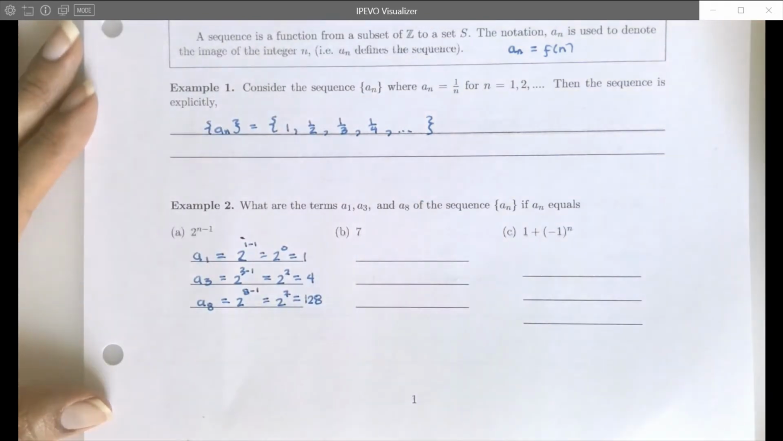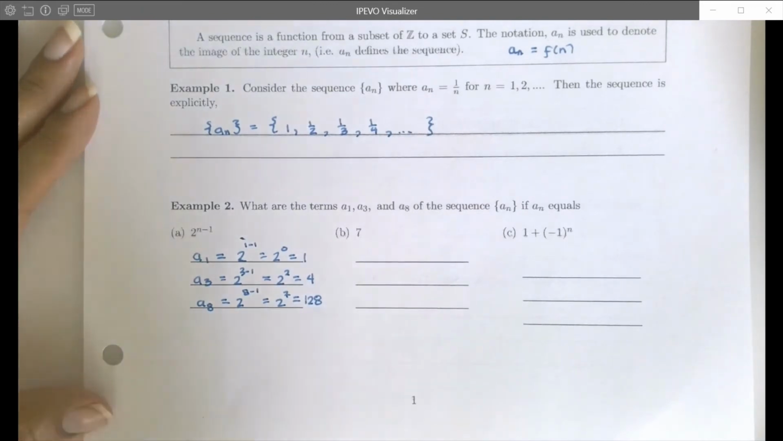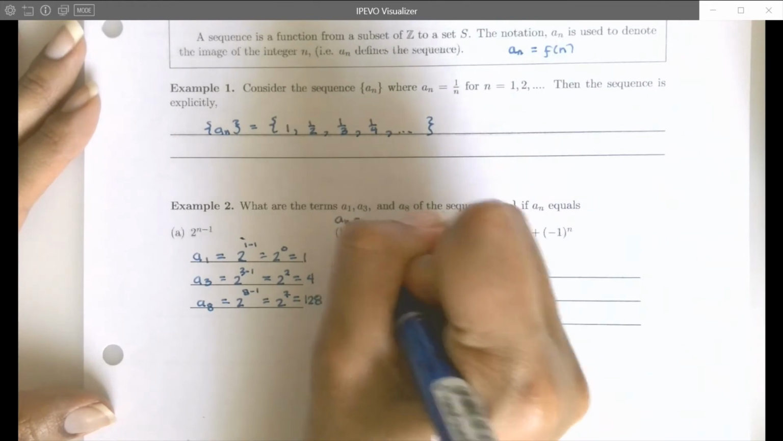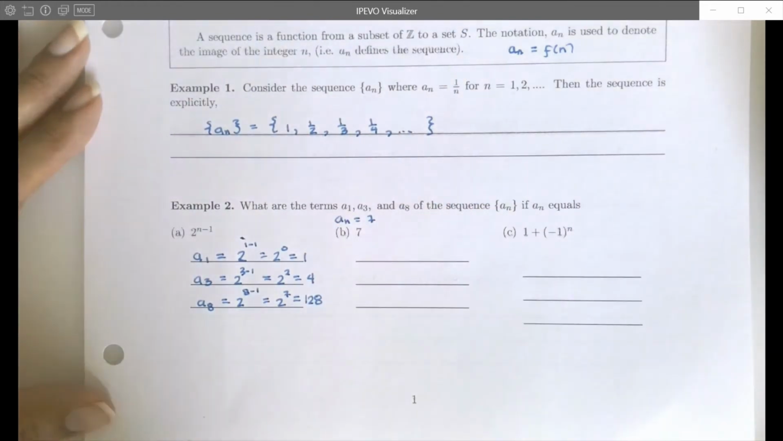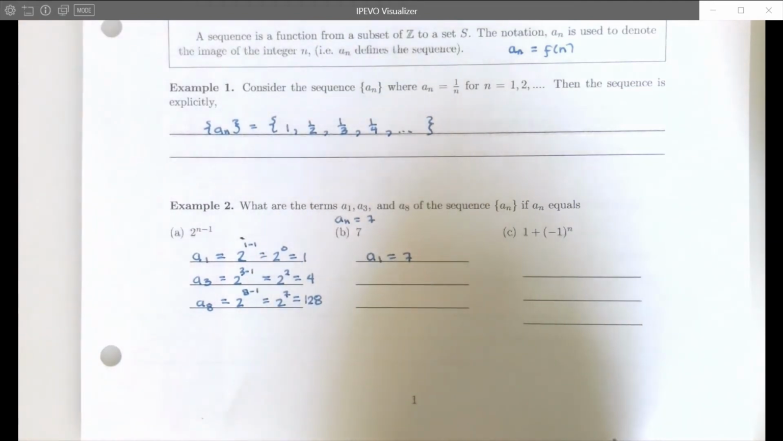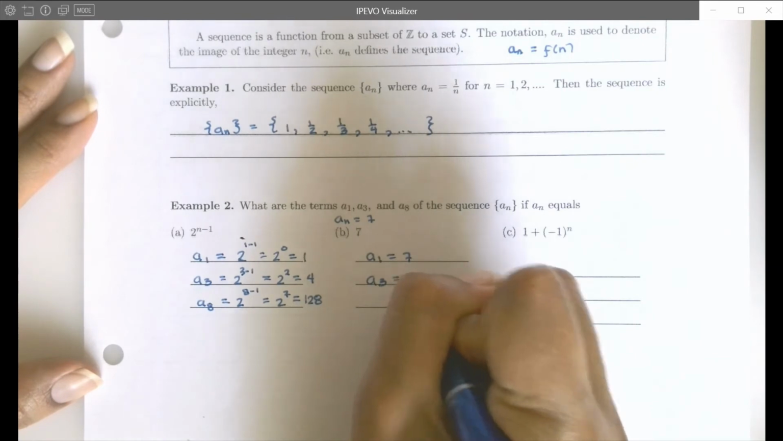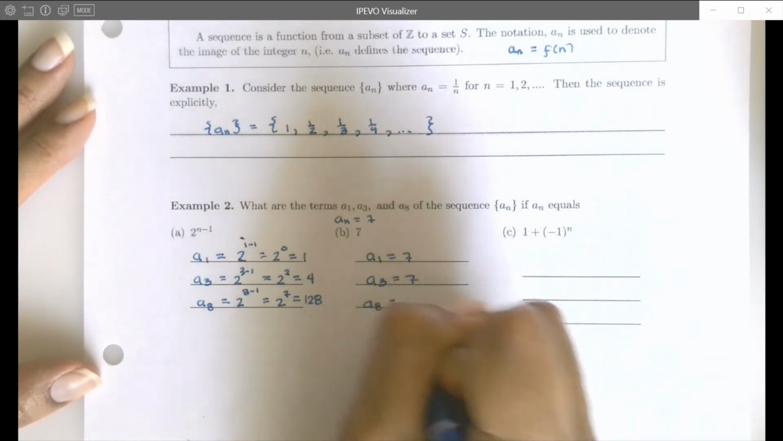Okay, so that's for part A. For part B, a sub n doesn't even depend on n, right? A sub n is just this constant 7. So regardless of what we plug in, we're still going to have 7. So a sub 1 will be 7, same as a sub 3, same as a sub 8.